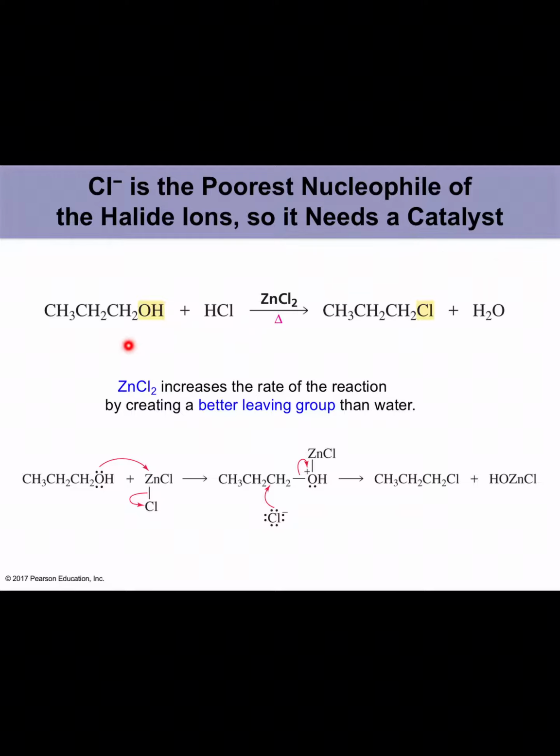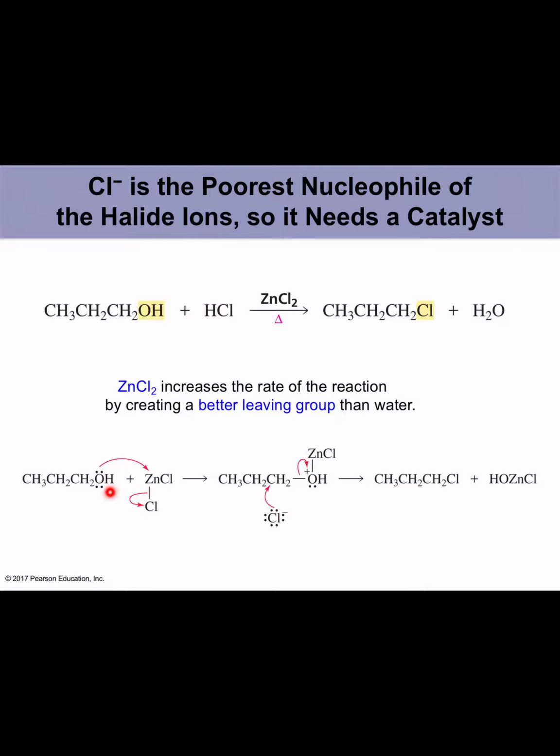So what's happening here? What we want to do is substitute the alcohol group with the halogen chloride. Okay. And we can do it in the presence of zinc chloride. Zinc chloride increases the rate of the reaction by creating a better leaving group than water. So what is happening here? Again, the OH group is right there, and it's going to attack the zinc, and chlorine leaves.